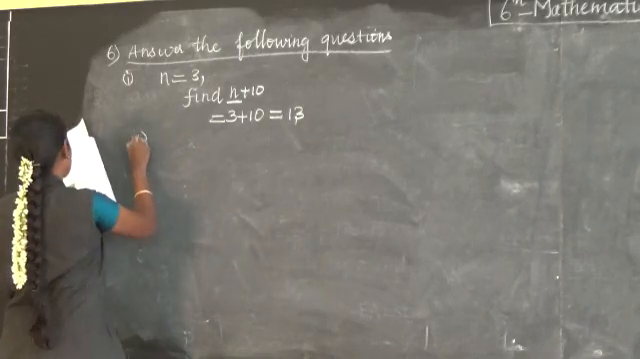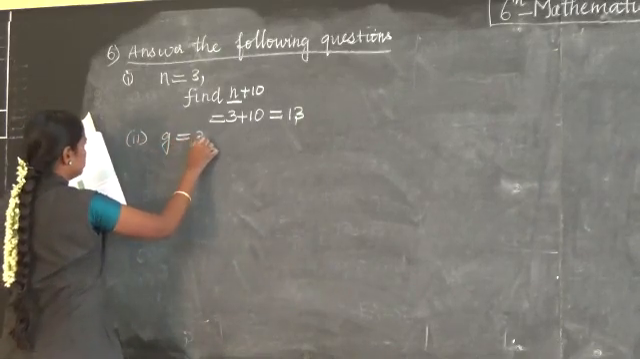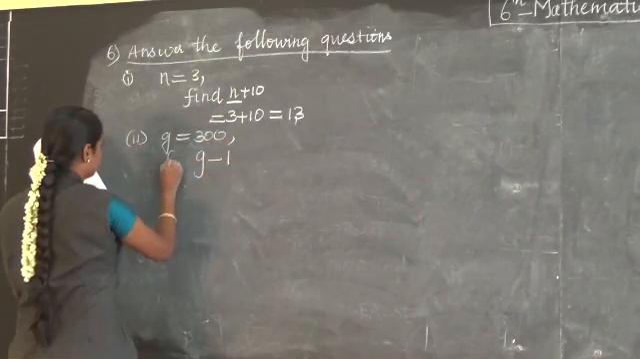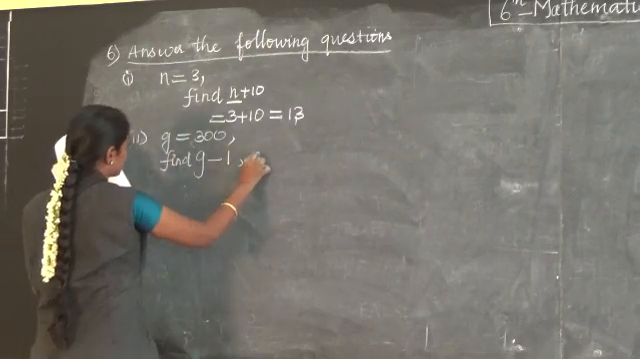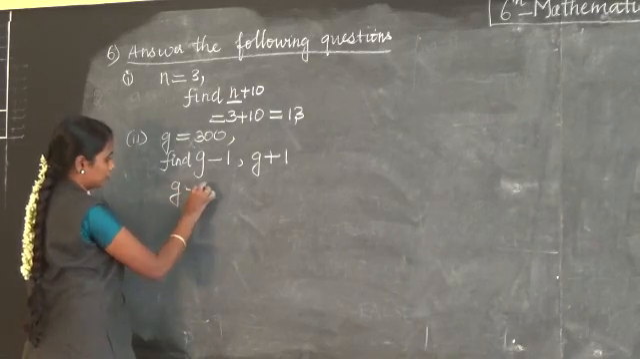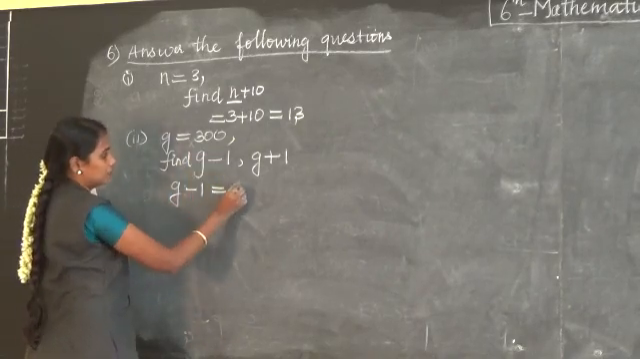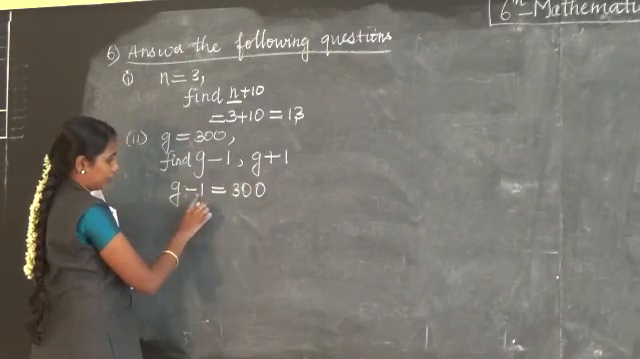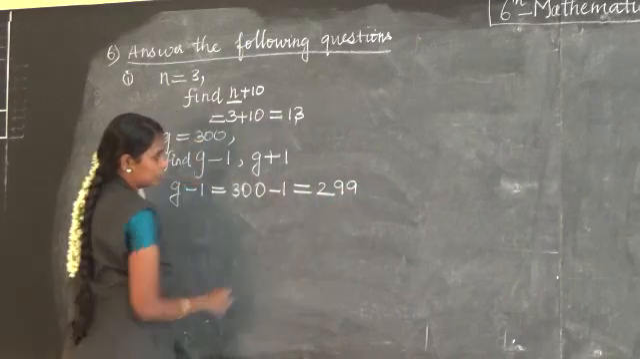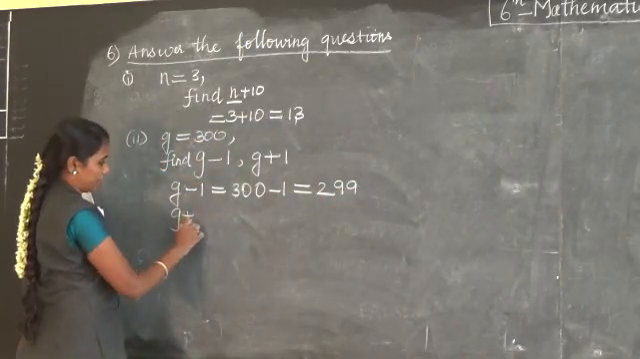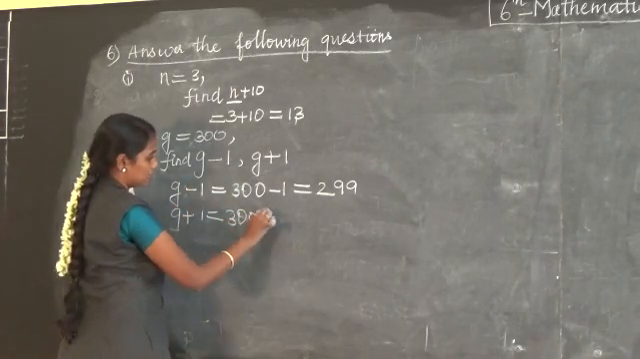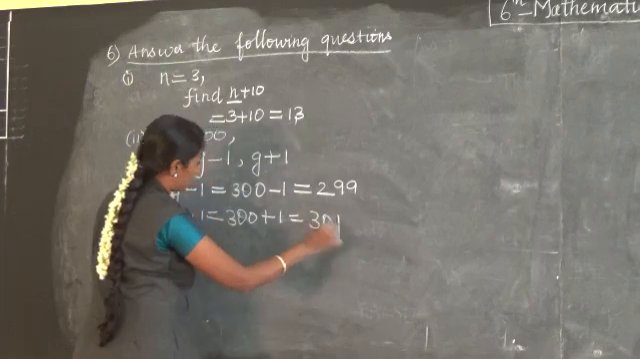Next option, likewise. G is equal to 300. What is the value of G minus 1? Find G minus 1 and G plus 1. So G minus 1: the G value is 300, write this as it is, minus 1. 300 minus 1 is 299. Next, G plus 1. G value is 300, 300 plus 1 is 301.